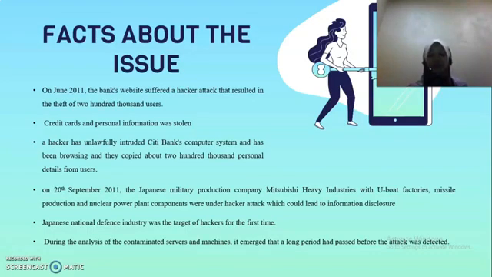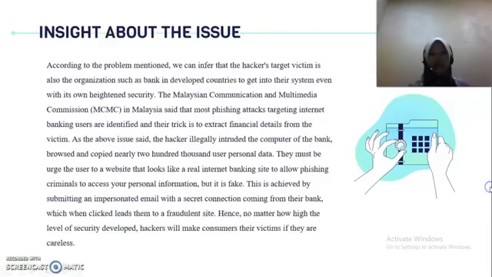So, the observation about the issue. According to the problem, we can infer that the hacker's target victims are also organizations such as banks in developed countries, to get into their systems even if they have heightened security.